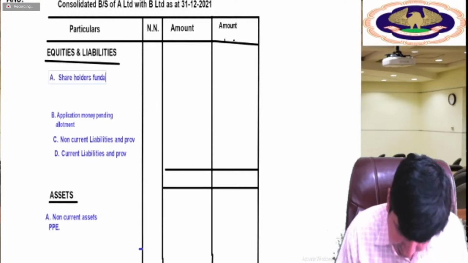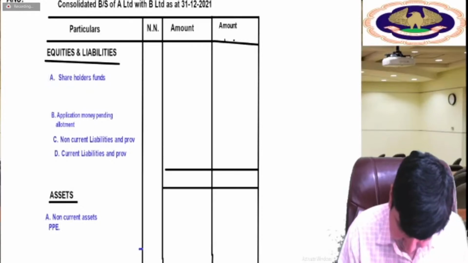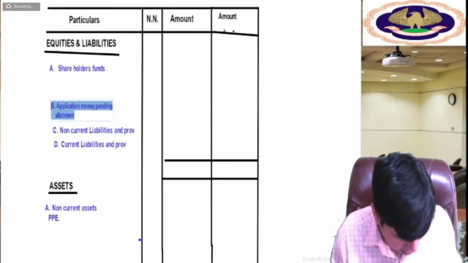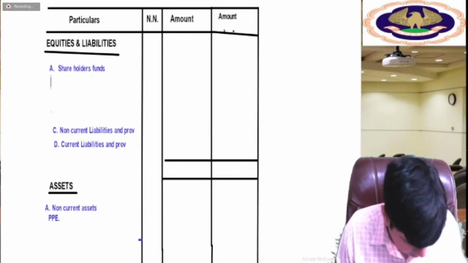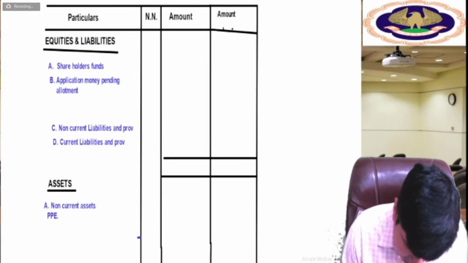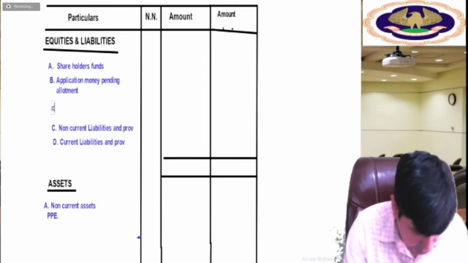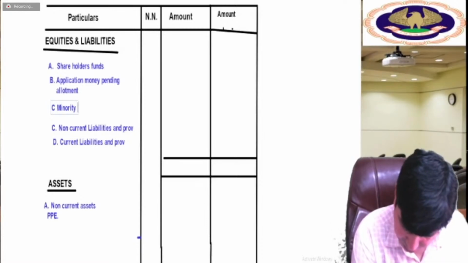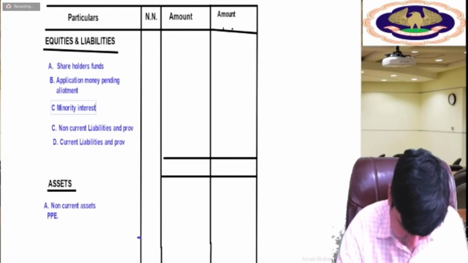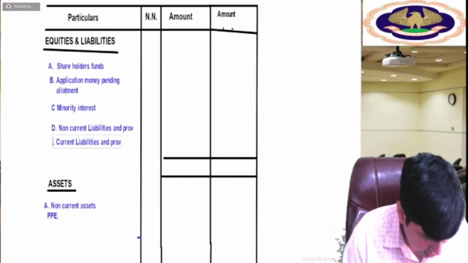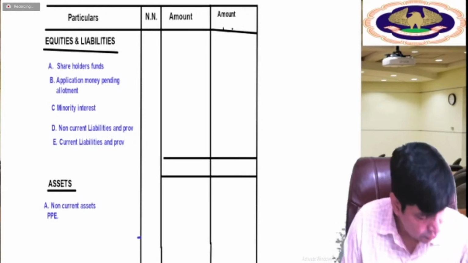Shareholder funds is there, and application money pending allotment is also there. There will be another point, that will be minority interest, and this will be numbered as D. This will be numbered as E. There will be notes to account for such also. Okay, beta.